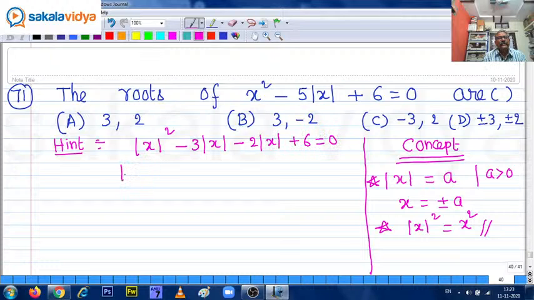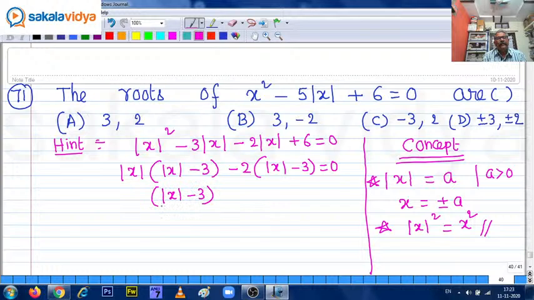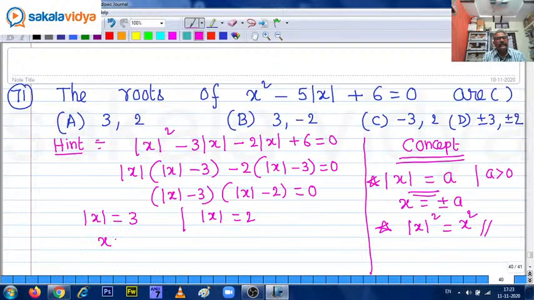From the first two terms take mod x common. You have mod x minus 3. From the last two, minus 2 common, mod x minus 3 equals to 0. From these we can take out mod x minus 3 common: mod x minus 3 into mod x minus 2 equals to 0. So mod x equal to 3 and mod x equal to 2. Using this relation we get x is equal to plus or minus 3, and here x is equal to plus or minus 2. What is the answer? D is the right option.